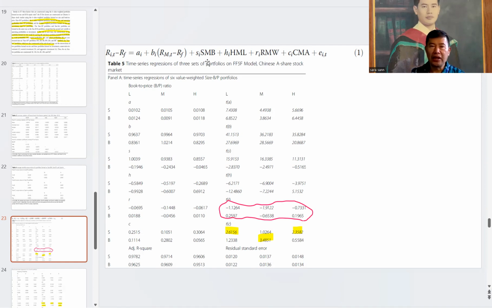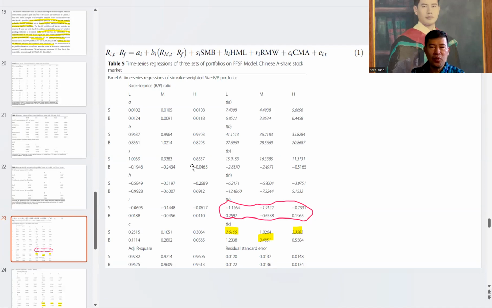Now let's take a look at book to market ratio. Book to market ratio has a coefficient S. Look among the six, which one is the greatest one? We can see for the big side, for the big side to low book to market ratio, all for the big side are negative signs. All negative signs, what does it mean?